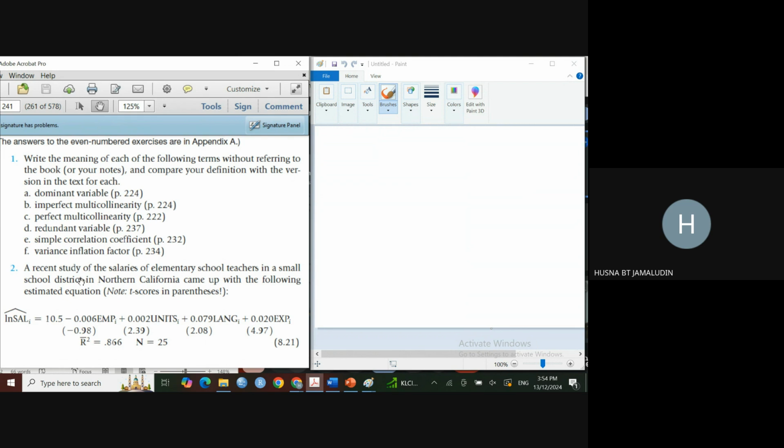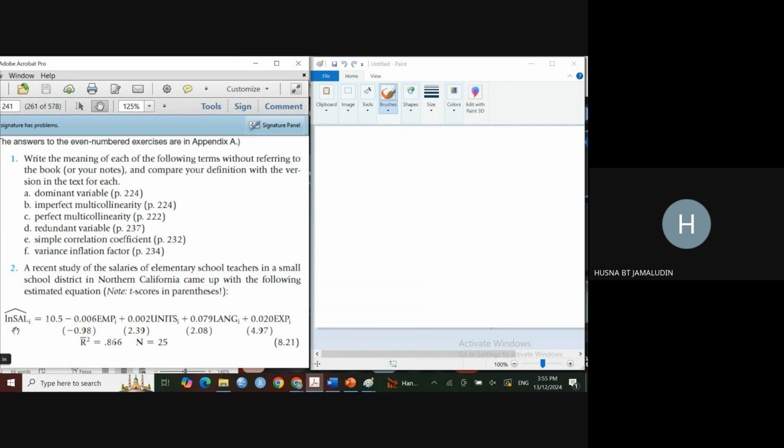So just keep in mind that you may face many econometric problems. Okay, so a recent study of salaries, like the income of elementary school teachers in a small school district in this area, came up with the following estimated equation. You can see the notes: t-scores in parentheses. By default, in parentheses should be your standard error, but here they just don't want to show the standard error. So please pay attention to this, because this is not something common. You will put standard error in parentheses.